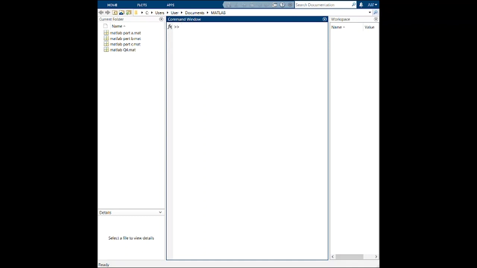I will explain about the lab 9 MATLAB. Okay, part A is MATLAB expression. We have to write an expression, just like this. The first one, A is equal to exponent to the power of 2. Okay, this is what I got.